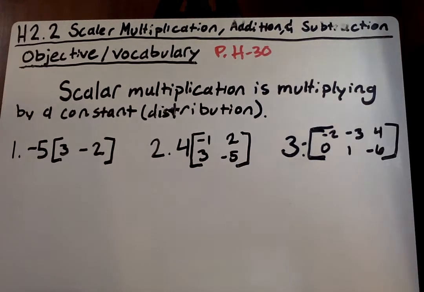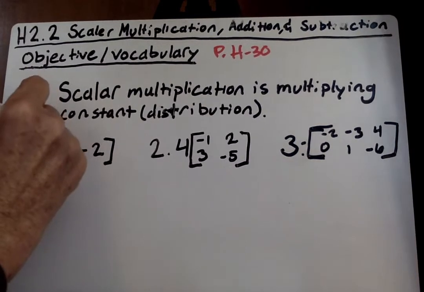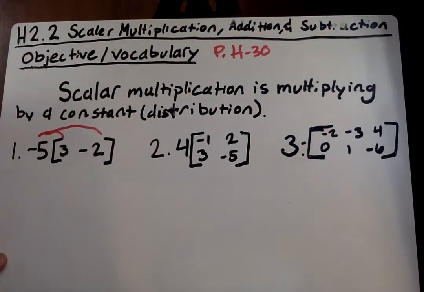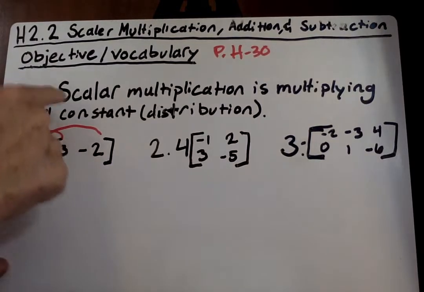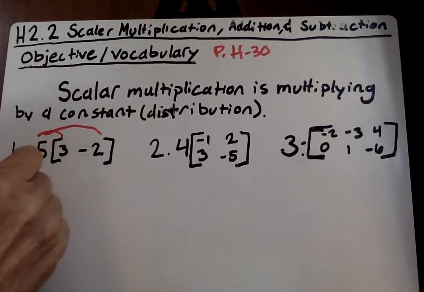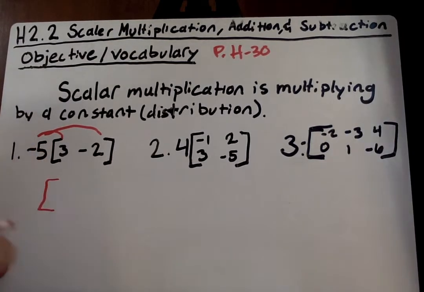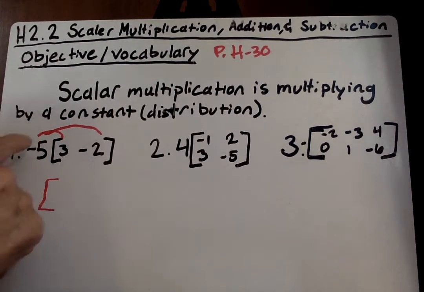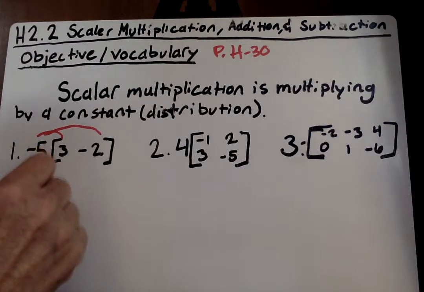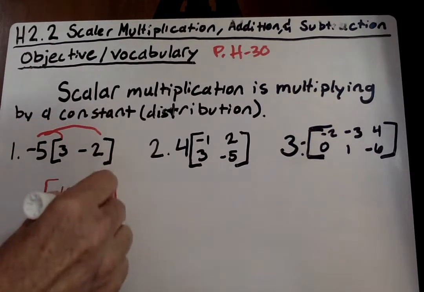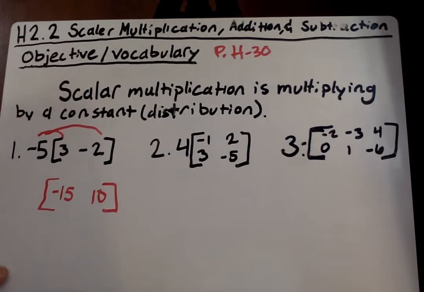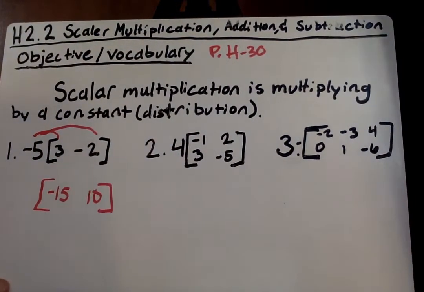Scalar multiplication is multiplying by a constant, or distribution. If I'm multiplying by a scalar, all I have to do is multiply it by every term in there. So -5 times 3. And again, this is a 1 by 2, row by column, so our answer is also going to be a 1 by 2. -5 times 3 is -15. -5 times -2 is 10. And we're done.